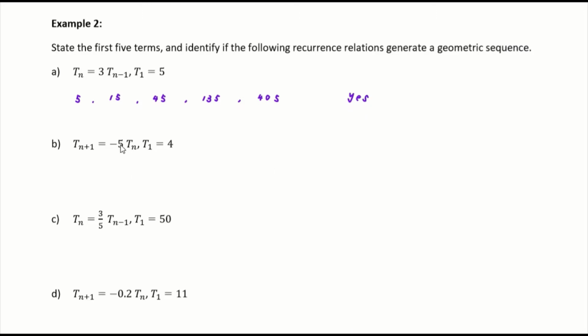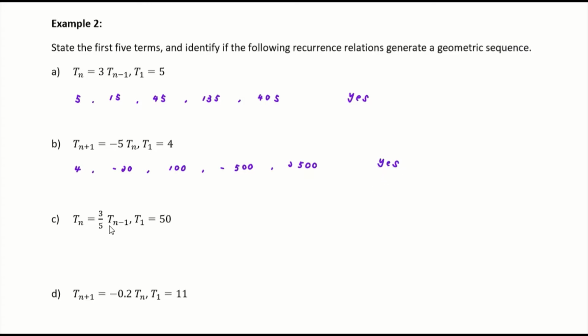Okay, then the second one, by looking at this recurrence, you should be able to see that it's a GP also. But let's try to write down the terms. So you see this is a negative common ratio. It's negative 5, so that's why you are going to have an alternating sequence. So we start with 4, multiplying negative 5, negative 20, multiplying negative 5 again, so 100, negative 500, and then 2500. Okay, so in this case, we already said that it's a yes.